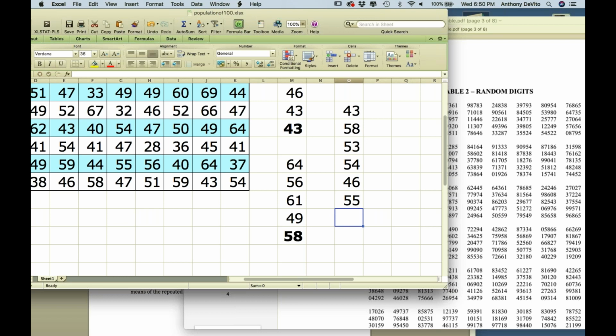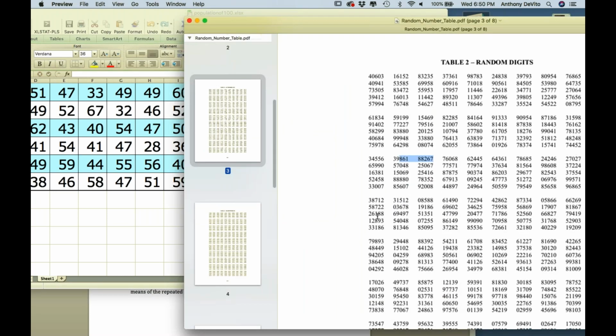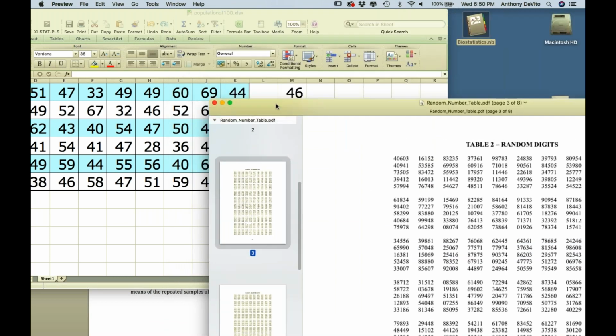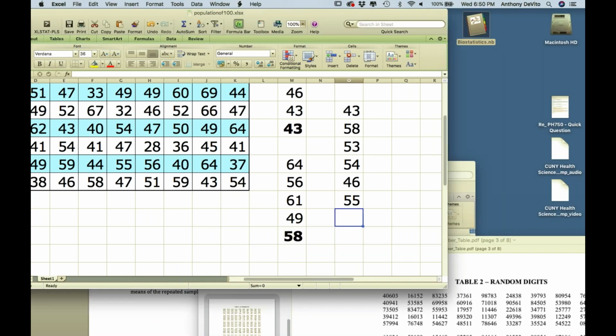I know it's a little tedious going back to the table, but this is the way we actually used to do stuff like this years ago, picking out individuals from a population that we wanted to determine what the mean was. Just maybe one or two more numbers. 58 from Brian. Okay, good.